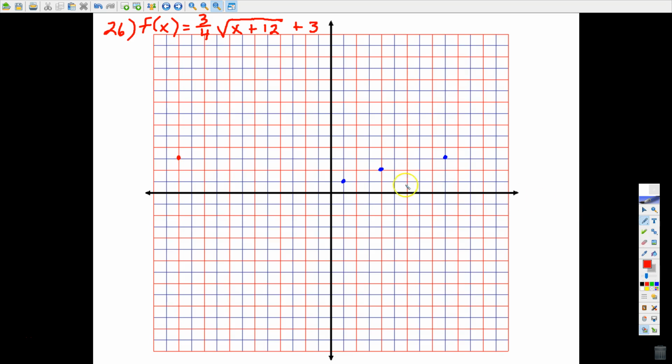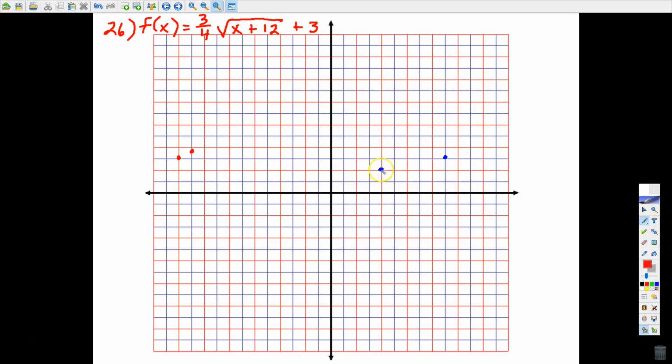All right, let's work on the next one. When I multiply the y coordinate here by 3/4, I get 3/4. So 1, 3/4. And now I'm going to do the left 12. And up 3. And that puts me here.